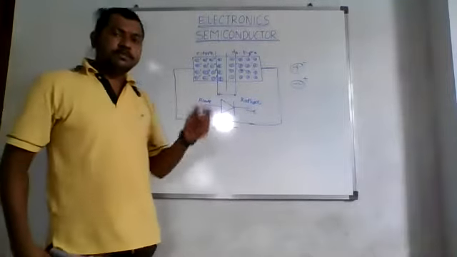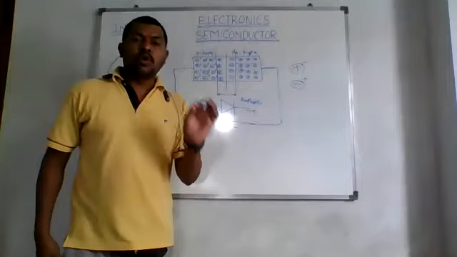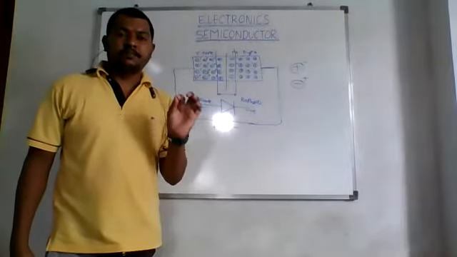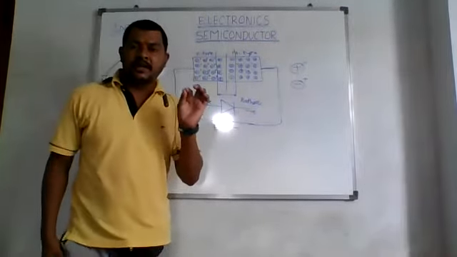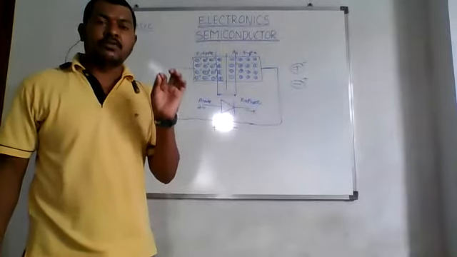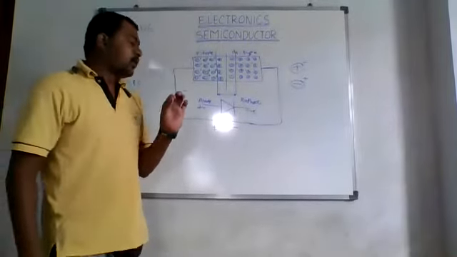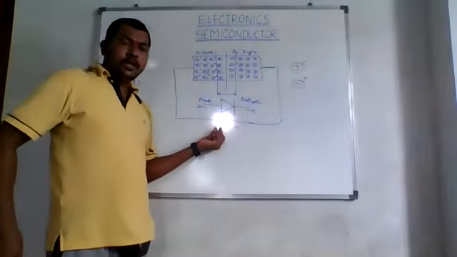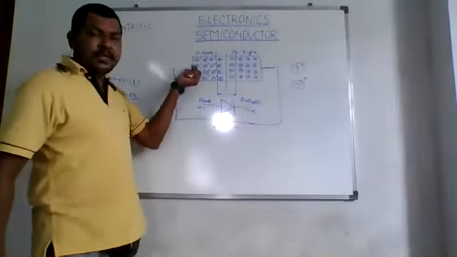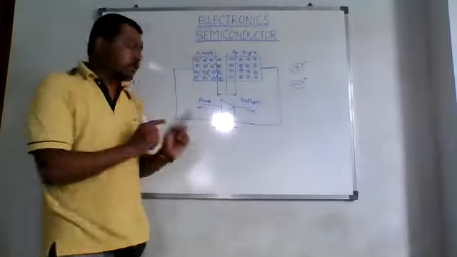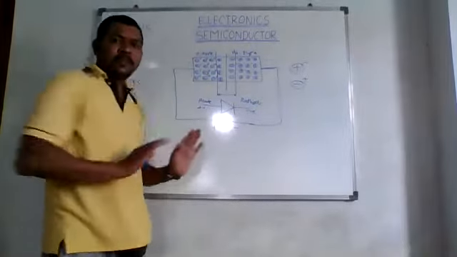Now, the first working of this is called the forward bias characteristics of a PN junction diode. Remember this. This is a heading: forward bias characteristics of a PN junction diode. Now, in forward bias condition, the first point: the positive terminal of a battery is connected to P type and the negative terminal of a battery is connected to N type. Positive terminal to P, negative to N, right?